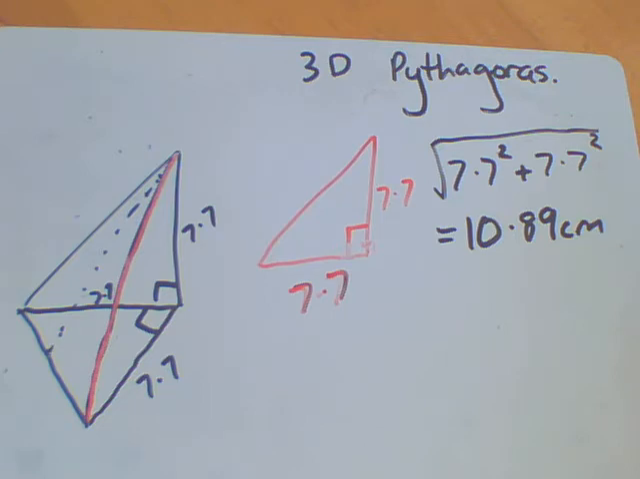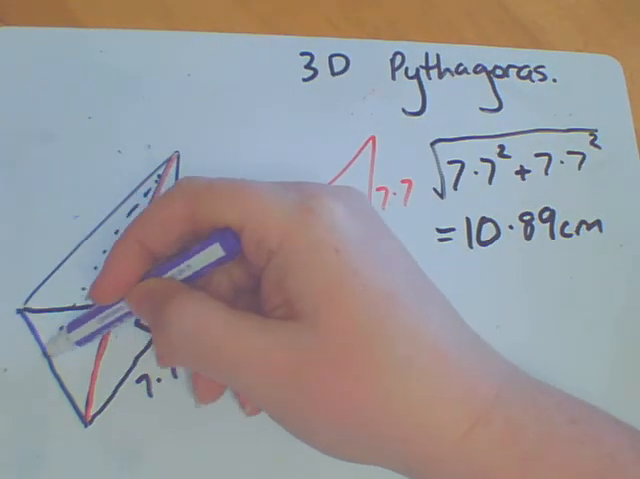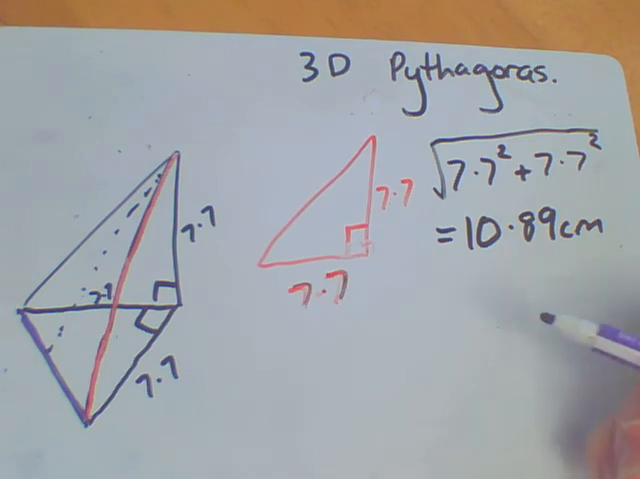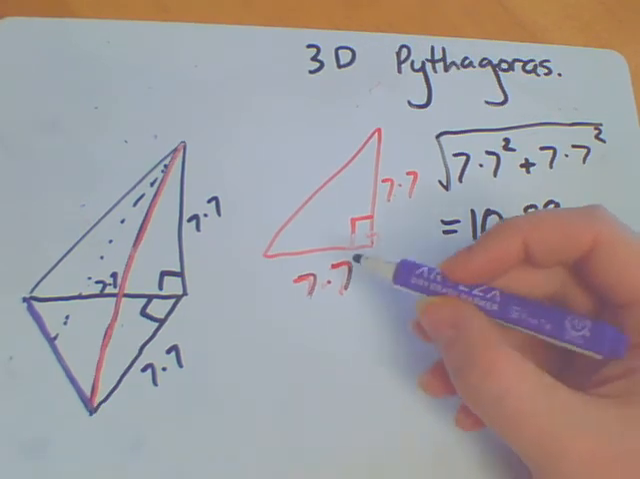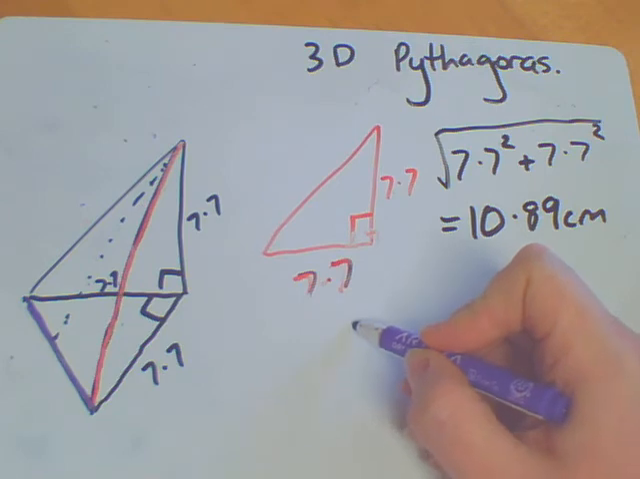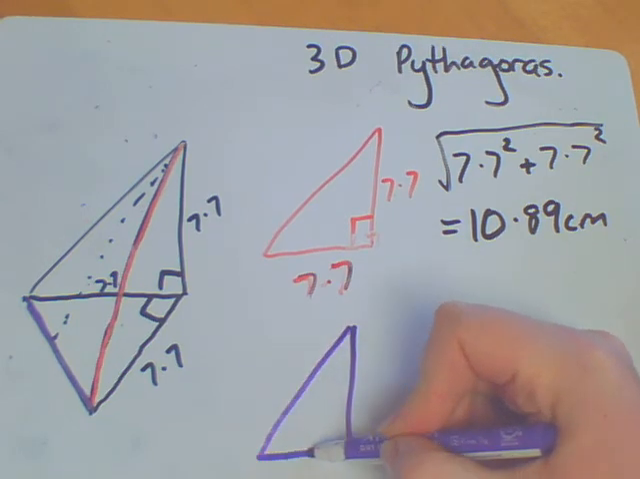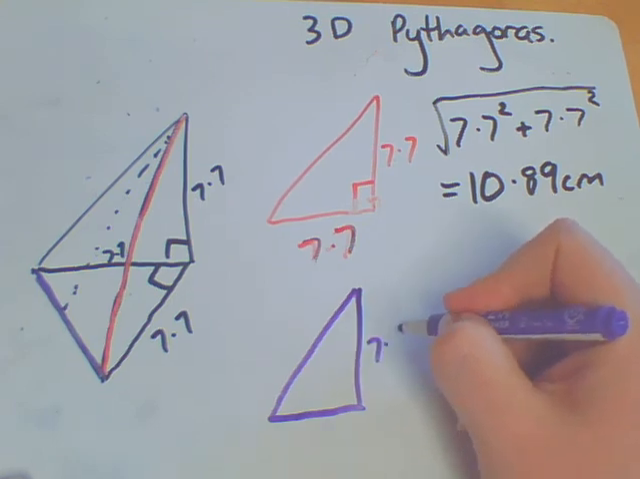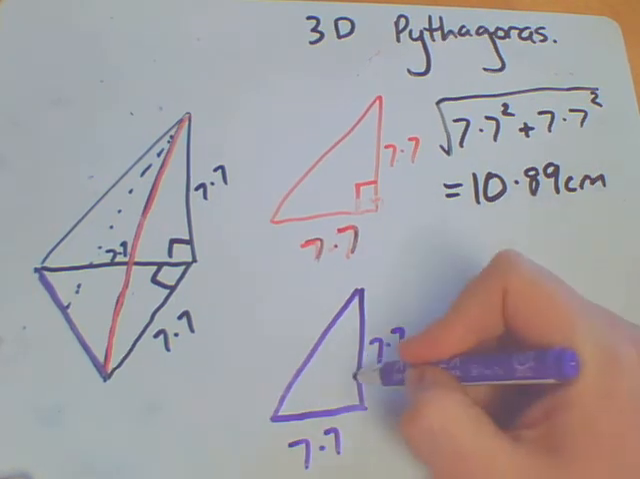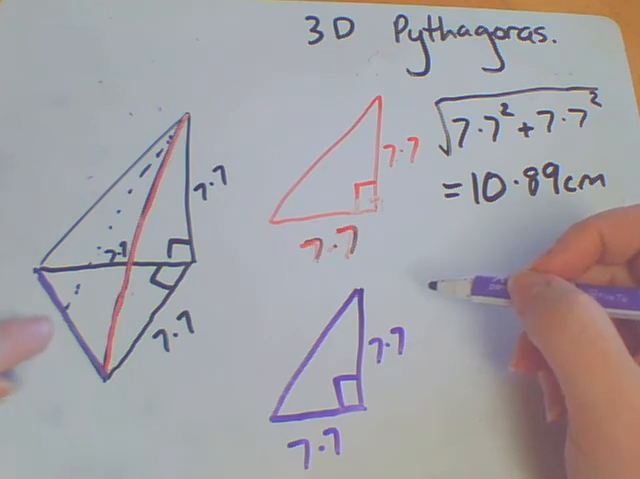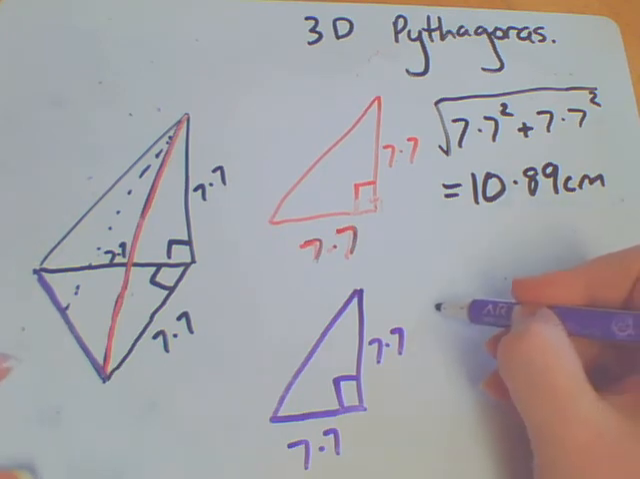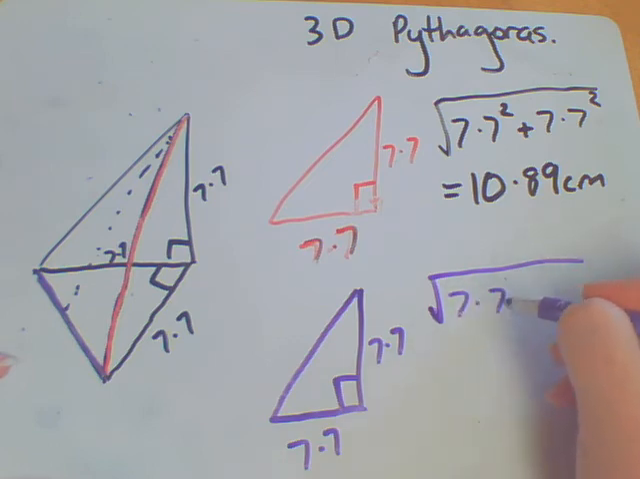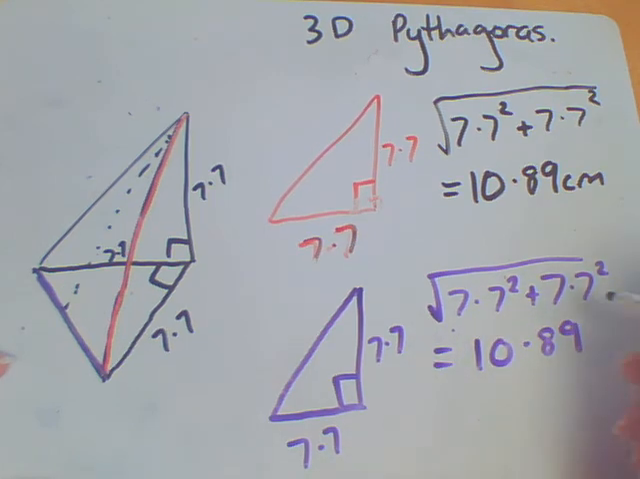The second bit I need to work out is the length I'm about to highlight in purple for you, which is this length along here. Now, hopefully this is a 7.7 by 7.7 by 7.7. So we've got another triangle that is 7.7 by 7.7 again. And this is, remember, to work out the purple line along here. I'm going to want half of that in a second. And that is again going to be 7.7 squared plus 7.7 squared, which again is 10.89 centimetres.